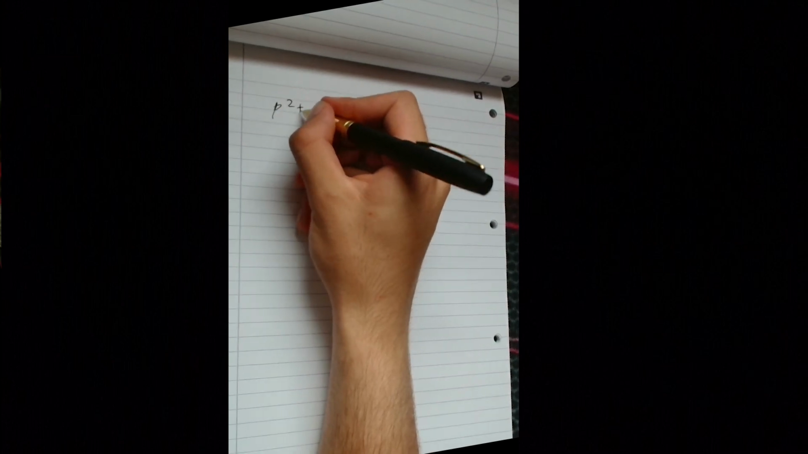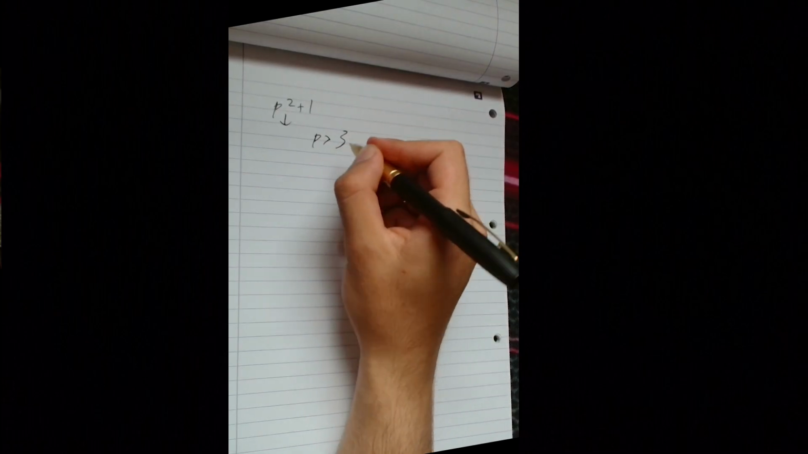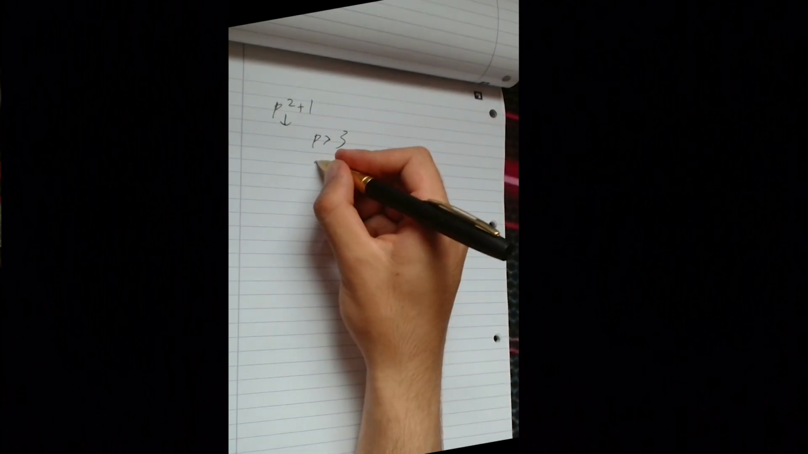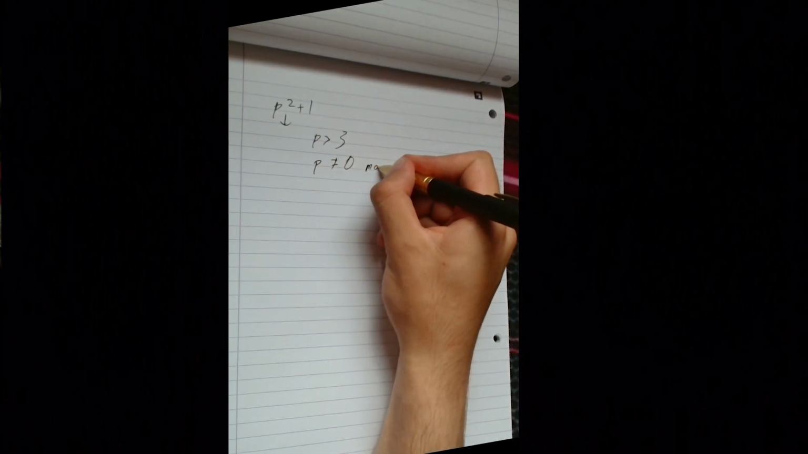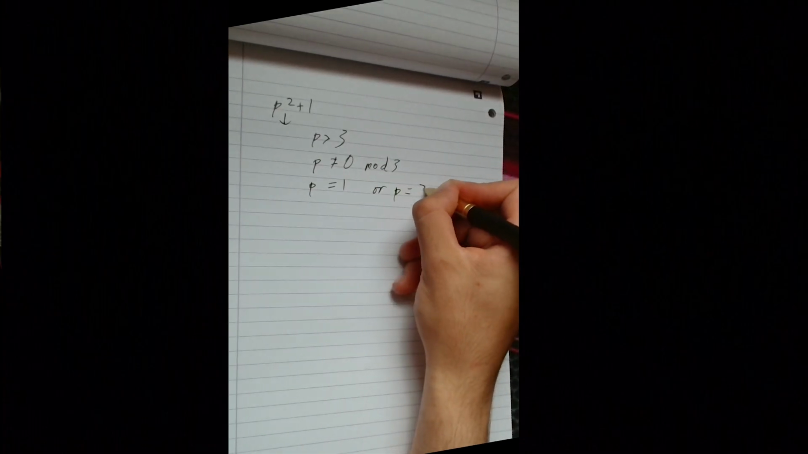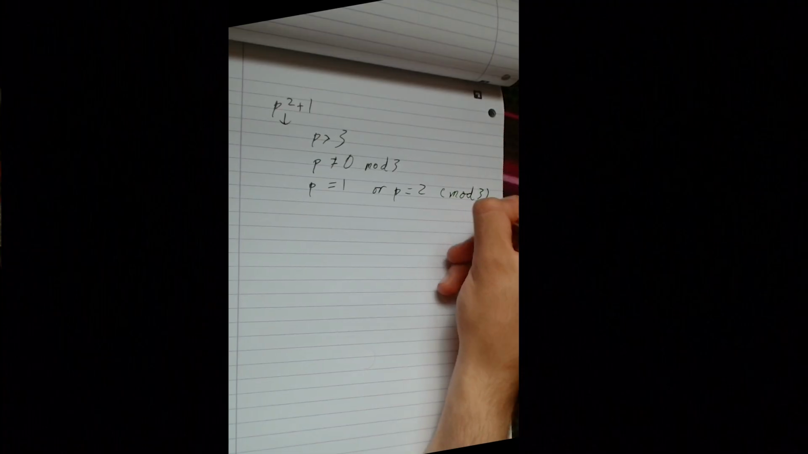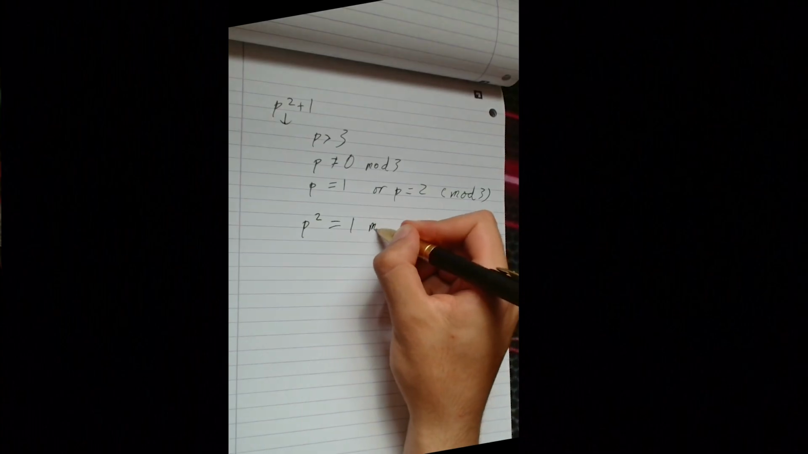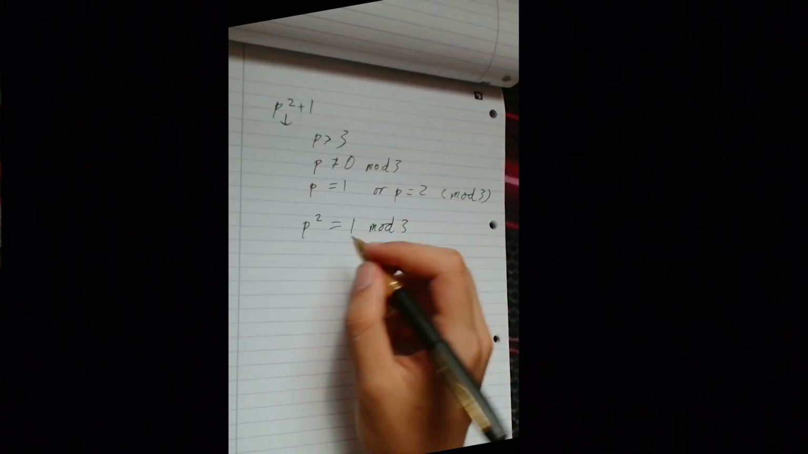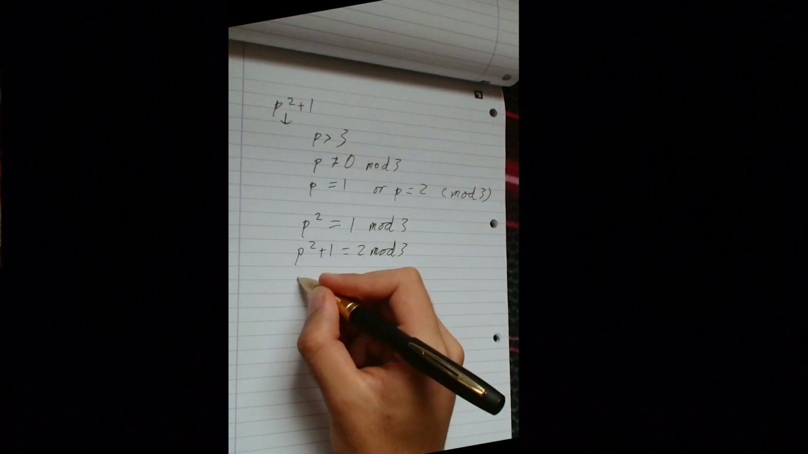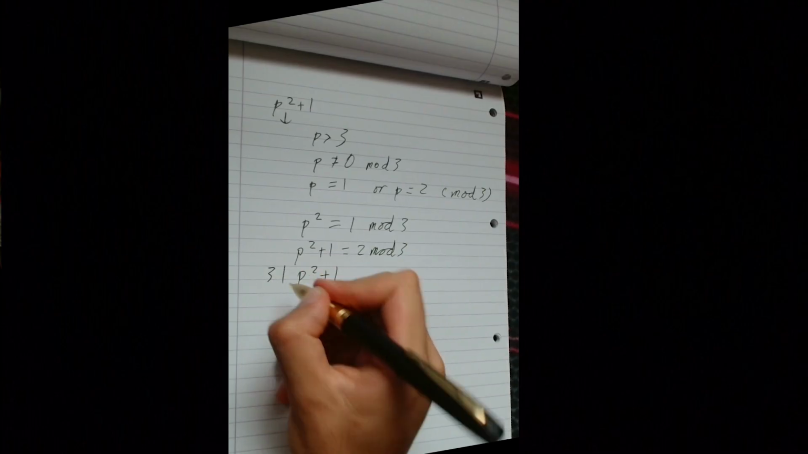Well, for any p squared plus 1, we know p is greater than 3, and therefore p does not equal 3. Or, importantly, p does not equal 0 mod 3. So p has to be equal to 1 or 2 in mod 3. So if we do p squared, we'll end up with p squared always equals 1 mod 3. What does that mean? Well, that means p squared plus 1 is always equal to 2 mod 3, which means that p squared plus 1 does not have 3 as a factor.